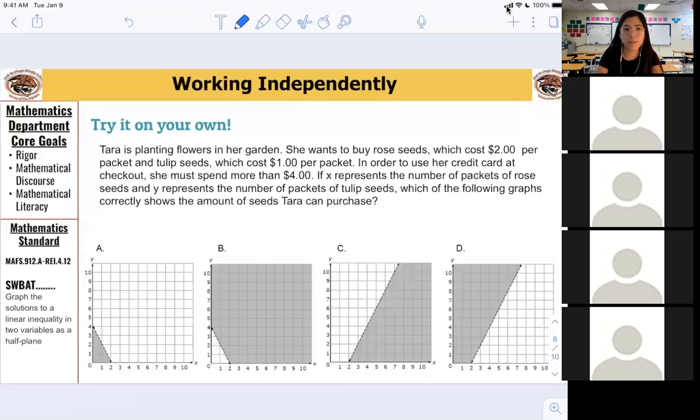Okay, we're about halfway through. If you have questions, put them in the chat. Once you have your answer, put it in the poll.